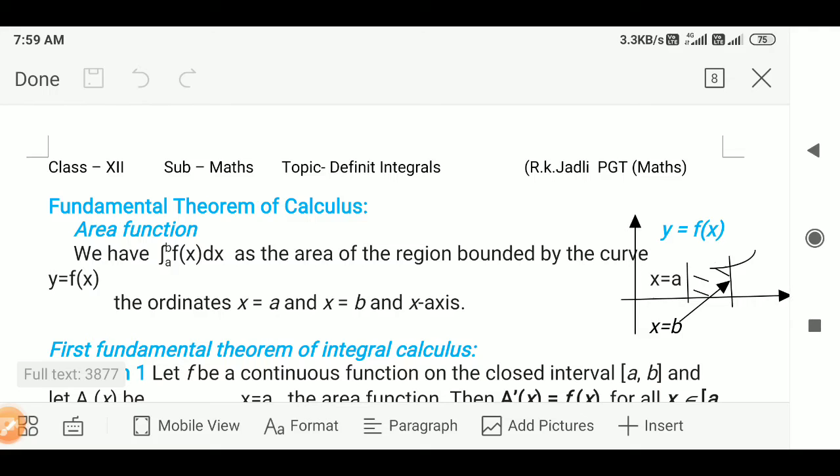Dear students, good morning. Today we study the fundamental theorem of calculus.